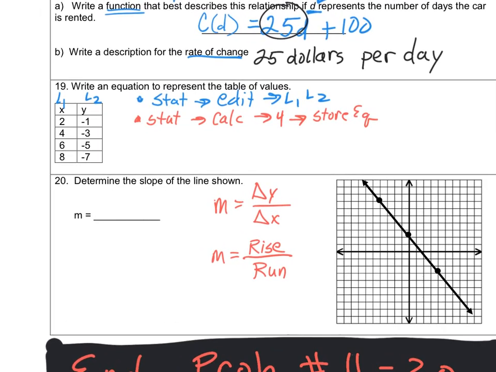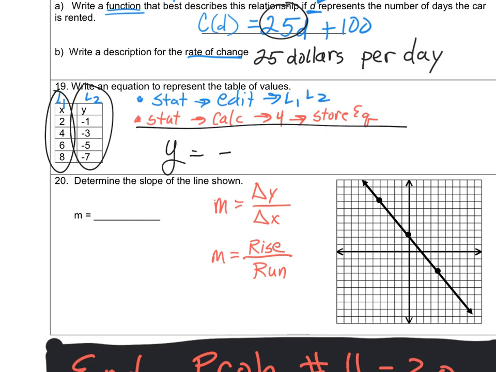Now 19 is super easy. You put this in L1, L2. Do stat calc 4 and store your equation if you need it. In this case, you'll get y equals negative 1x plus 1, or you can write it y equals negative x plus 1.